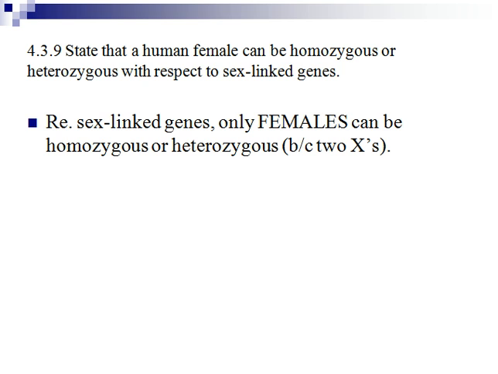Okay. Point 9 says state that a human female can be homozygous or heterozygous with respect to sex-linked genes. Well, we know that, right? So females could be homozygous.